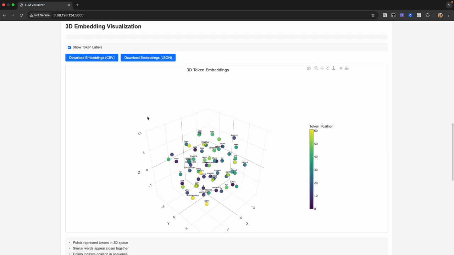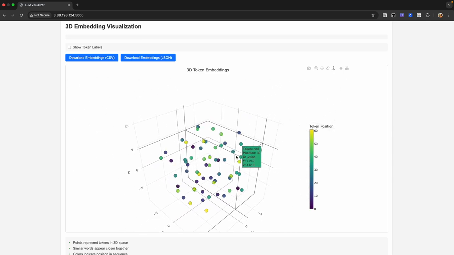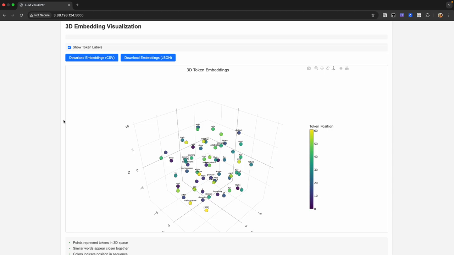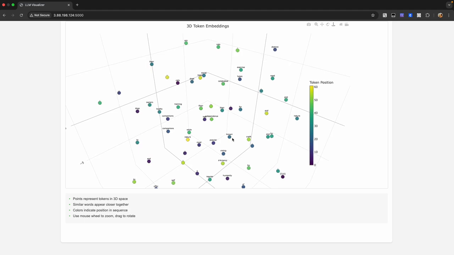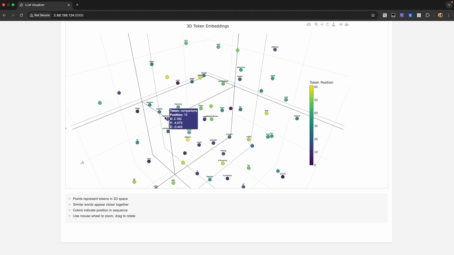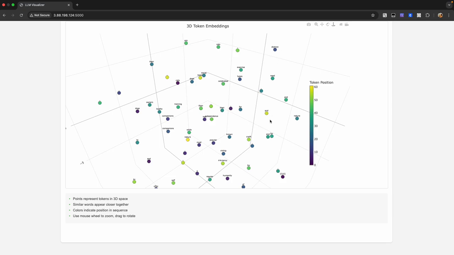Now in the 3D embedding visualizer, if you don't want to see the labels, you can see it like this as well. I want to show you the token labels so that I can understand how BERT is processing all these words. Each of these colored points represents a word token from our text. Our text was about cats and dogs being companions. The positioning reveals how the model understands semantic relationships. This is a 3D space, where the positions are based on the semantic relationships.